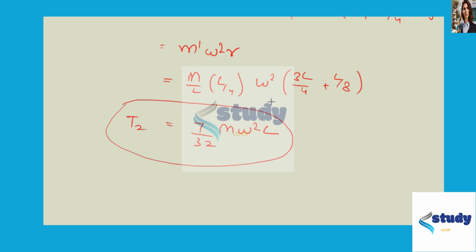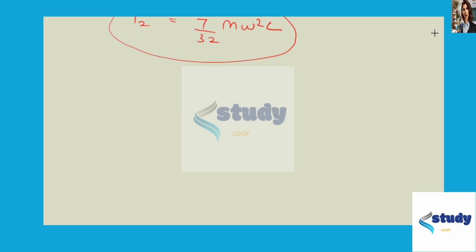From T1 and T2 we can say that T1 is greater than T2. So this is our answer. For that, option A is the correct choice.